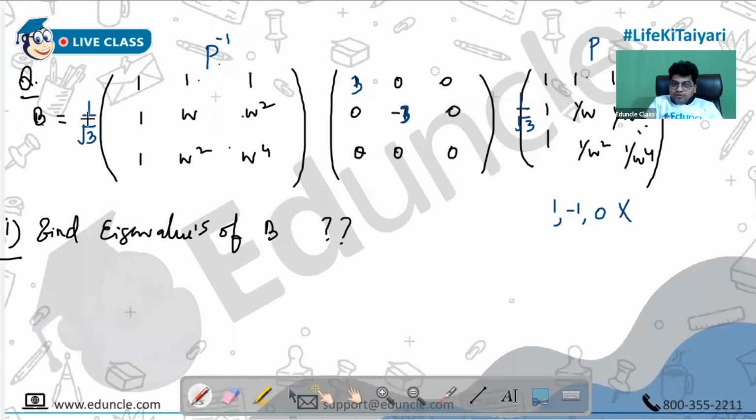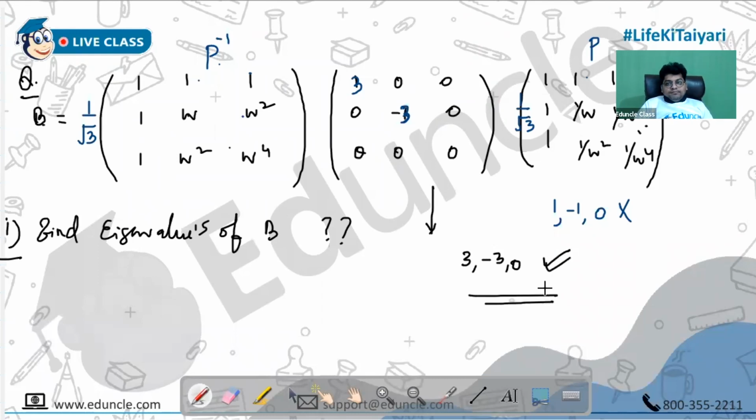Now you can say this form is this one. It means this matrix has eigenvalues 3, minus 3, 0. So it means this is the right option. Am I correct or not? Yes. Am I correct?